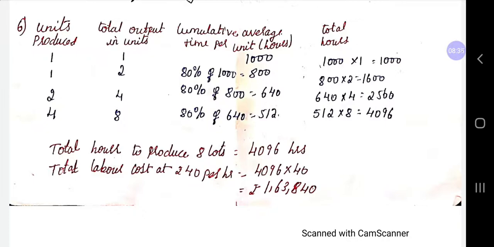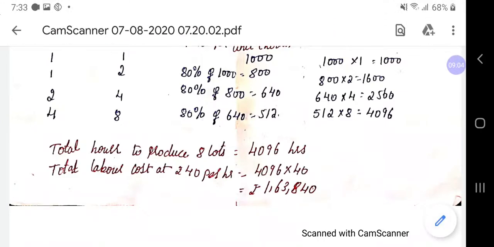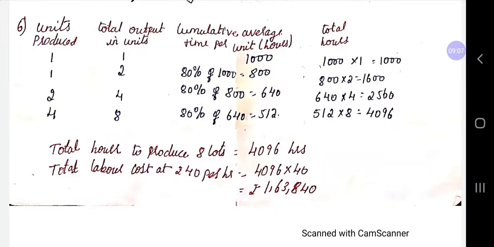So the number produced will always be 1. Total output in units will be 1. Next, your labor hour is 1000, so 1000 into 1 you will get 1000. Next, the total output in units: add 1 plus 1, you will get 2, the first unit with the second unit.